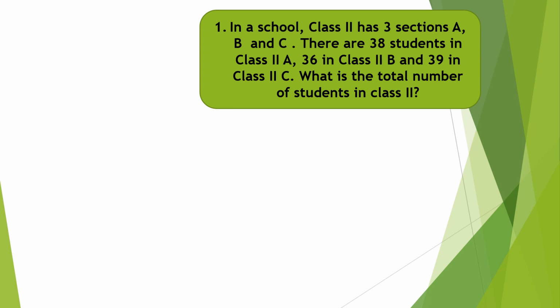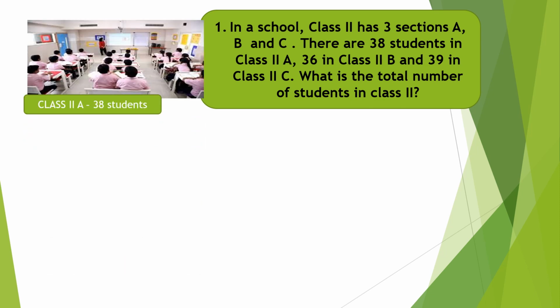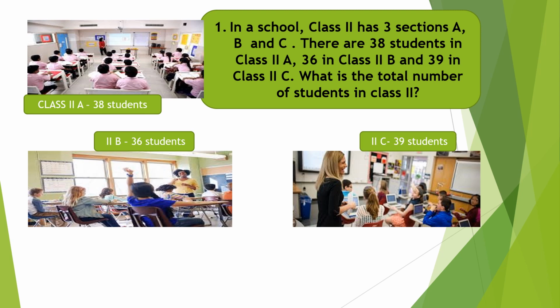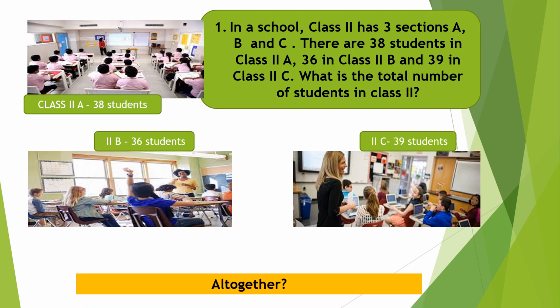So, we know through this word problem, in class second A, 38 students are present. In class second B, 36 students. And in class second C, there are 39 students. So what we need to find here? We should find out the total number of students in class second standard. So what we need to do? We need to add class second A, second B and second C all together, and we need to find out what is the answer. That is the total number of students in second standard.